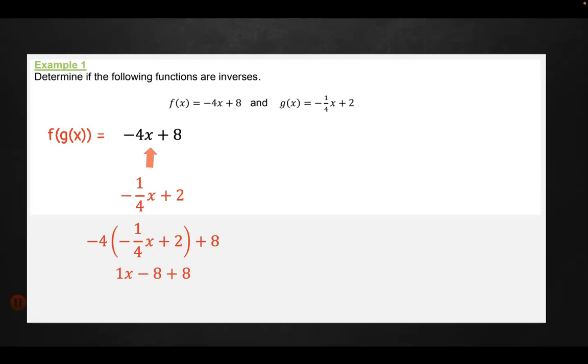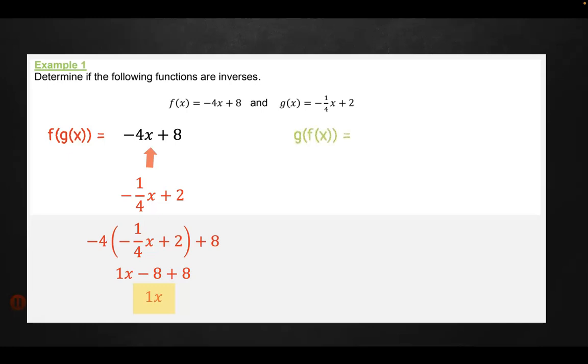So when I distribute my -4 and then -1/4, that simplifies to 1x. Then I've got -8 and a +8. When I simplify those 8s, I get 1x, which will be good so far, right? We wanted our compositions to be equal to x. So the first composition is good. Let's go to the second composition.